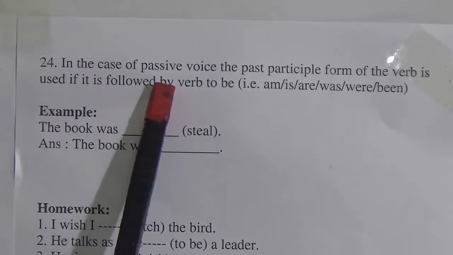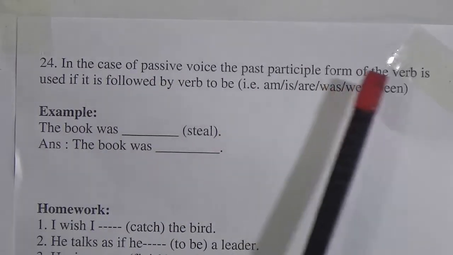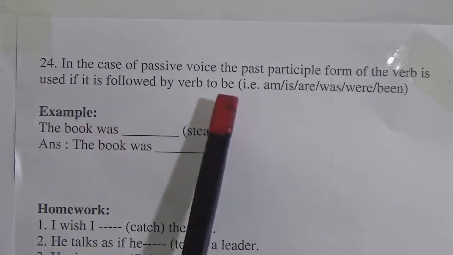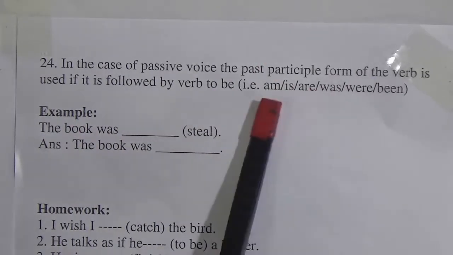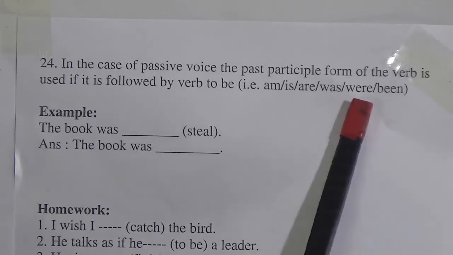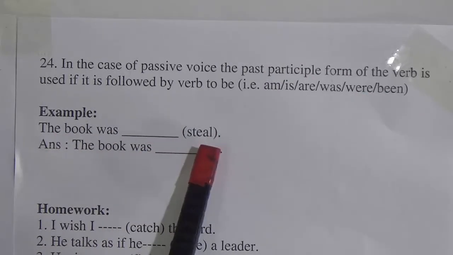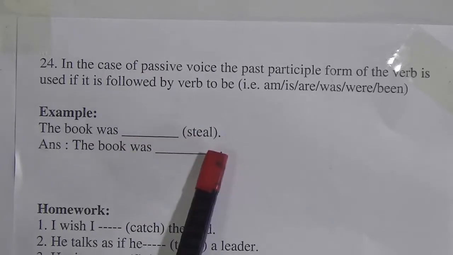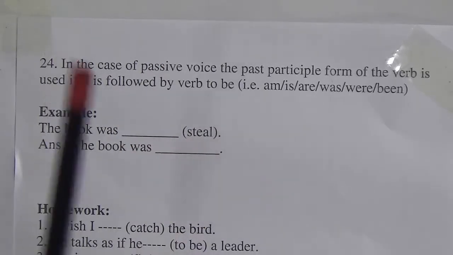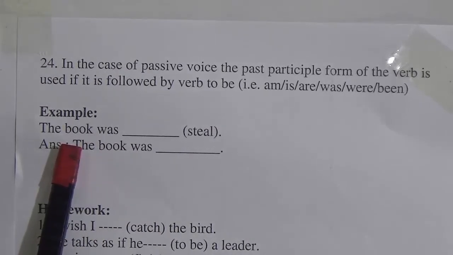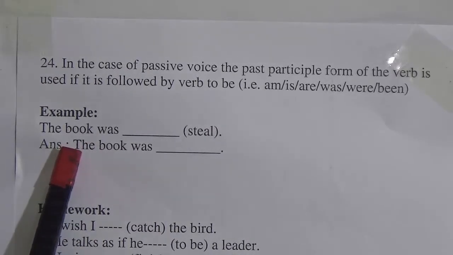In the case of passive voice, the past participle form of the verb is used if it is followed by the verb to be. For example, you can say am, is, are, was, were, been. So look at the example: The book was (steal). Students, we have done voice.